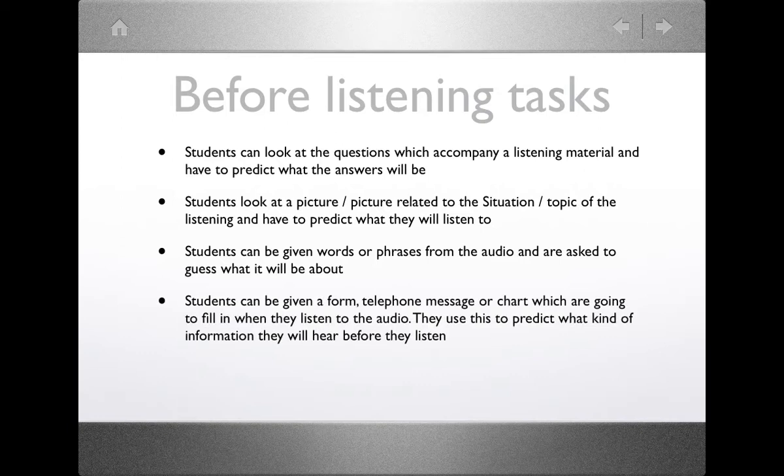Students can be given a form, telephone message, or chart which they are going to fill in when they listen to the audio. Give them a worksheet, form, telephone message, or chart that they have to fill in when they listen to the audio. They use this to predict what kind of information they will hear before their lesson. You give them a kind of form or telephone message, and ask what they think they are going to listen to. What are the ideas? What is the topic? Things like that. So you give them something to help them.